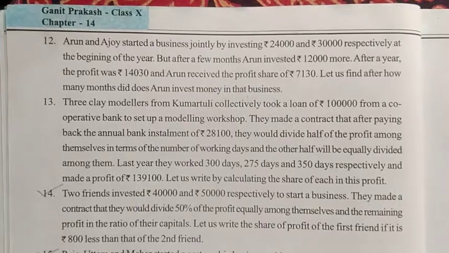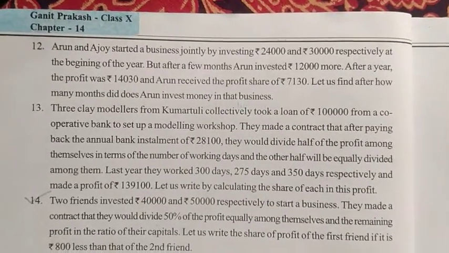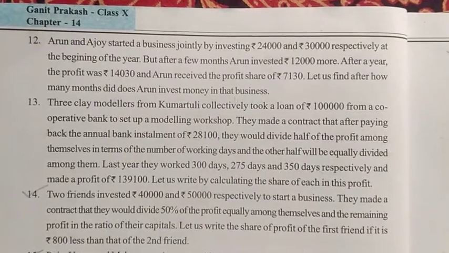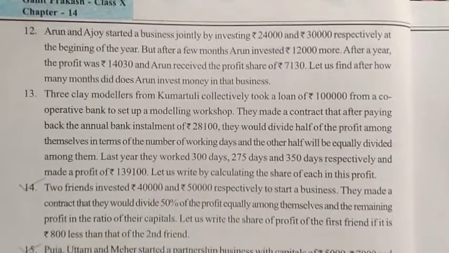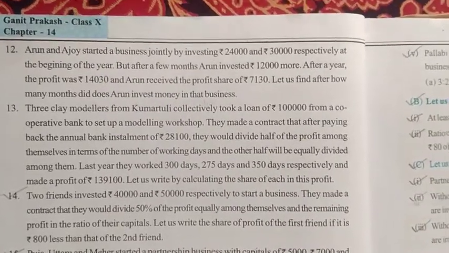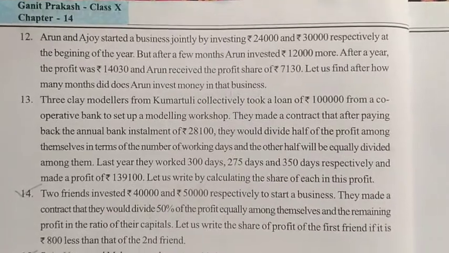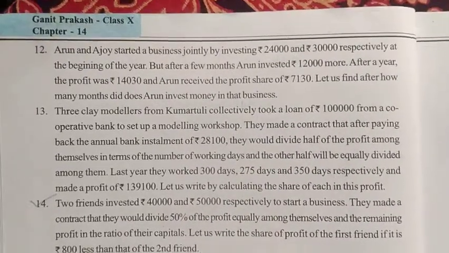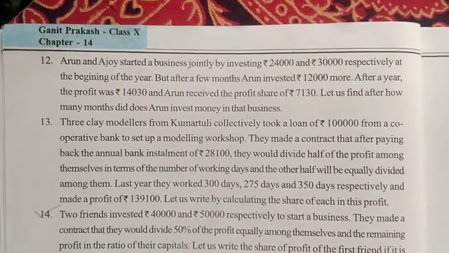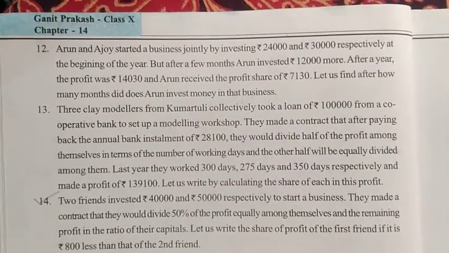Arun and Ajay started a business jointly by investing rupees 24,000 and rupees 30,000 respectively at the beginning of the year. But after a few months, Arun invested rupees 12,000 more. After a year, the profit was rupees 14,030 and Arun received a profit share of rupees 7,130. Let us find after how many months Arun invested money in that business.